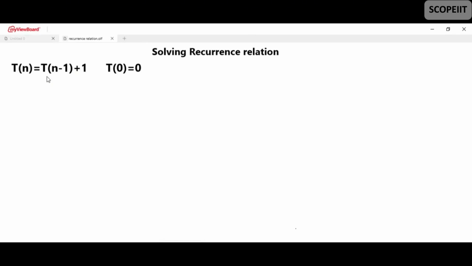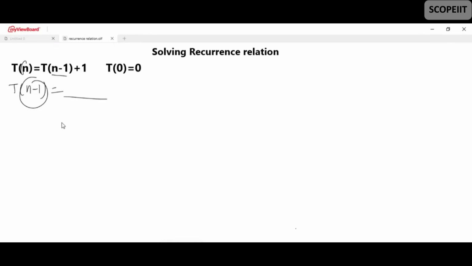Now in this type of question, how to solve? So see, here T of n, and inside the bracket you have T of n minus 1. Your next step will be to find T of n minus 1. That means if you replace this n with n minus 1, then what will be the condition?